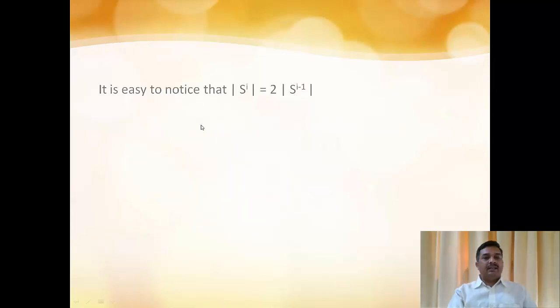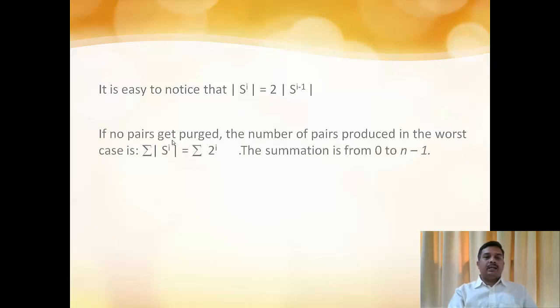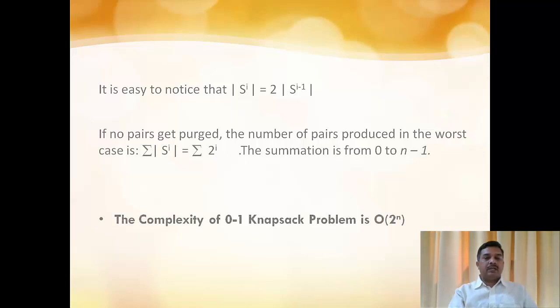We can easily verify that the number of elements in S^i is equal to twice the number of elements in S^(i-1). If no item got purged, I can say the summation of the number of elements in Si will be the summation of 2^i, with the summation taken from 0 to n-1. So the complexity of 0/1 knapsack is order of 2^n.